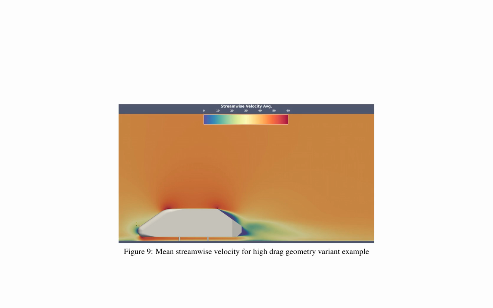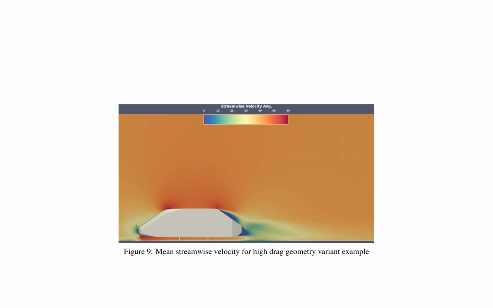This section of the research paper presents a comparative analysis of two geometry variants in terms of their drag characteristics, utilizing computational fluid dynamics (CFD) simulations. The primary focus is on the mean streamwise velocity profiles for both high and low drag geometry variants.